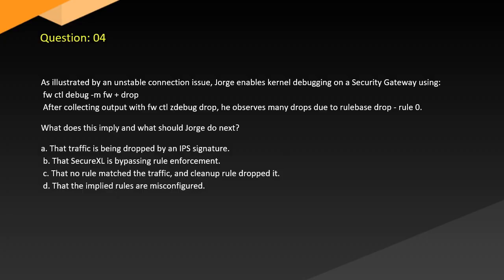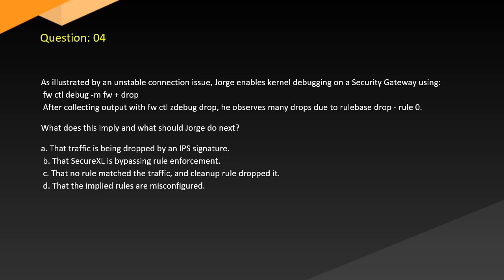Question 4. As illustrated by an unstable connection issue, Hoi enables kernel debugging on a security gateway using fw ctl zdebug drop, and after collecting output, he observes many drops due to rule-based drop, rule 0. What does this imply and what should Hoi do next?